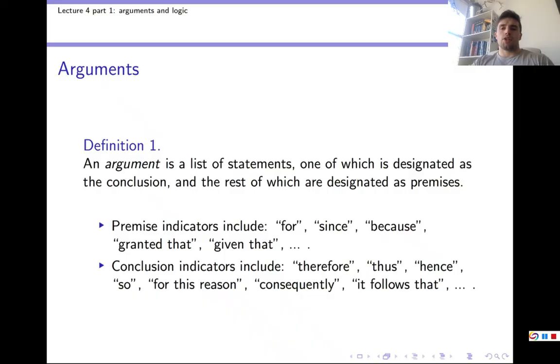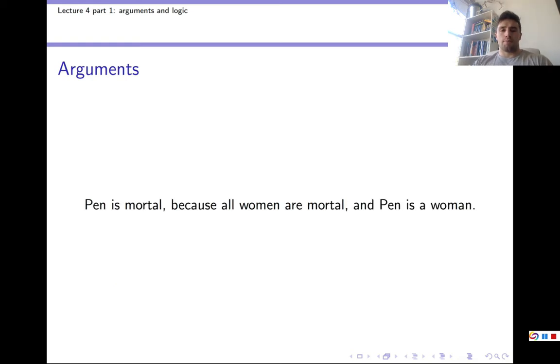Now, in spoken English, you might well hear someone put forward an argument where they state the conclusion first. Here's an example of that. This argument says, Pen is mortal because all women are mortal and Pen is a woman. Now, the indicator words are what tell you which statements are premises and which is the conclusion, despite the conclusion coming first. The indicator word here is because. That tells us that the things following it are premises. So the conclusion is the statement before it, which is stated first.